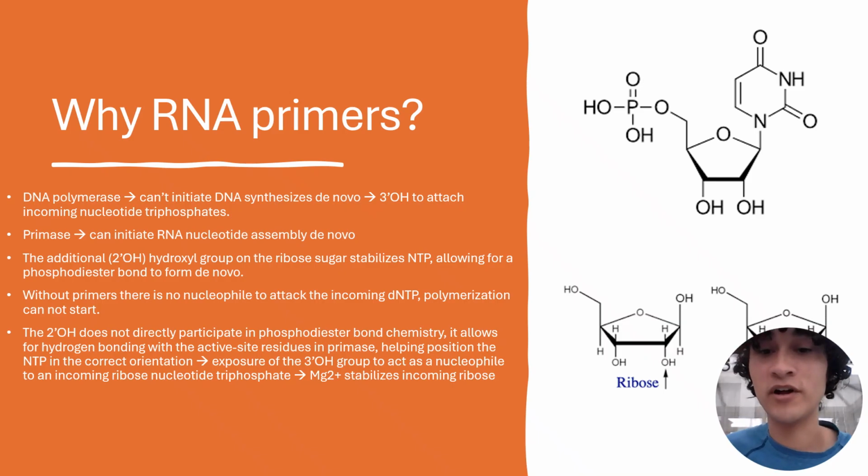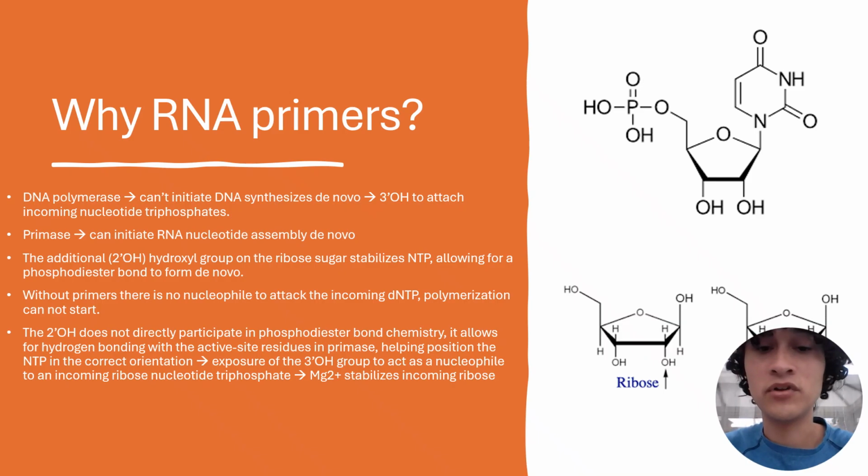What I'm trying to communicate here is that the main difference is in the sugar, that second hydroxyl group on the carbon. Okay, and that's really important. That small difference in functional groups allows the primase enzyme to synthesize a short strand of RNA, or an RNA primer, de novo, and it's to do with orientation.